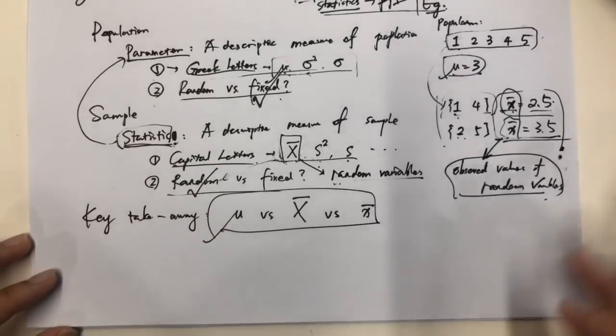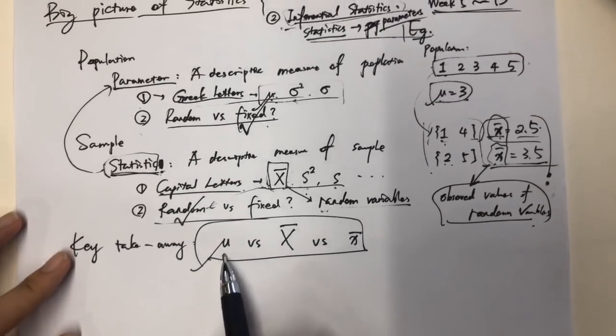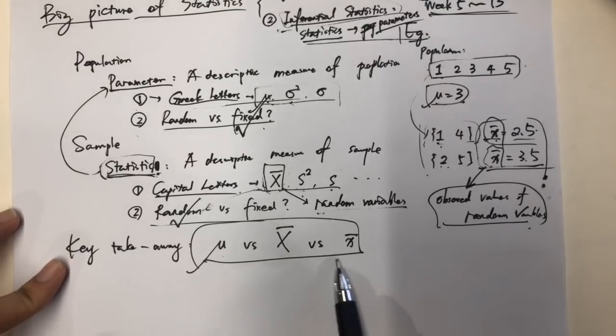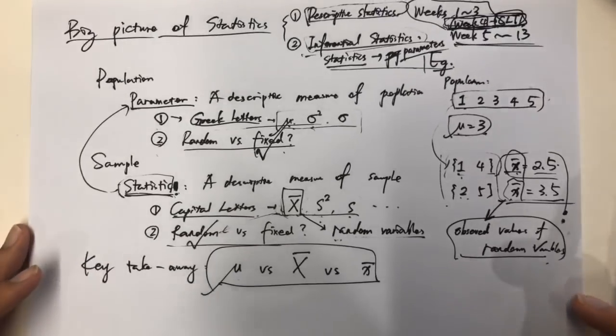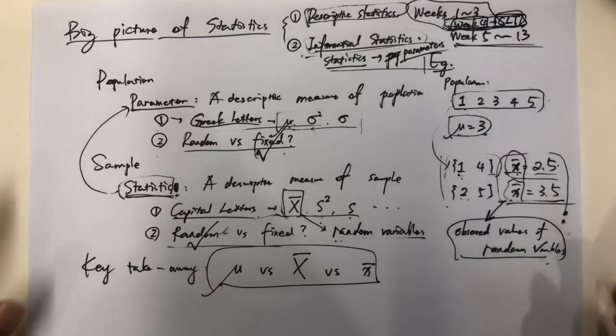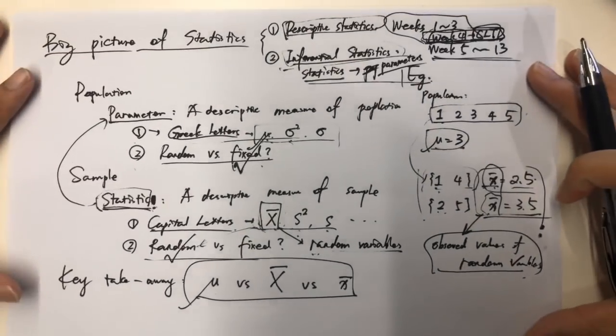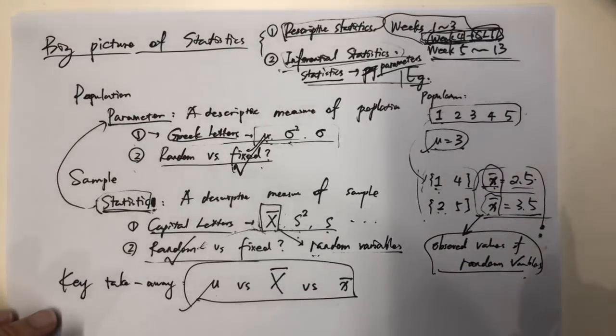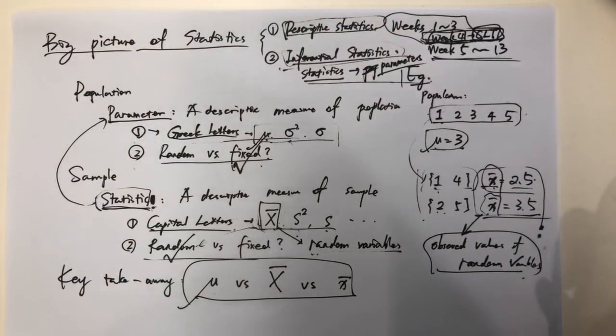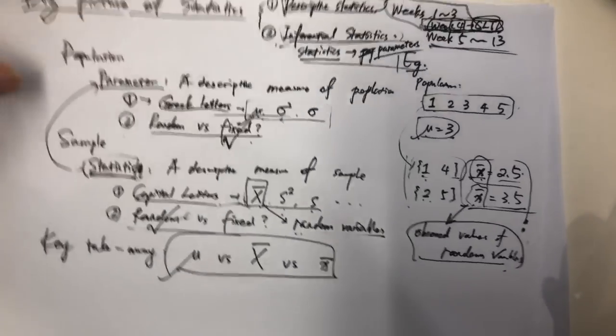And the key takeaway, as I said, is the difference between Greek letters, capital letters, and lowercase letters. So hopefully everybody is happy with the page over here, okay? So if you're happy, we will move on to the summary of all descriptive measures. So hopefully you can just think about and summarize that with me, because it's not a very hard thing, okay? Not a very hard stuff.